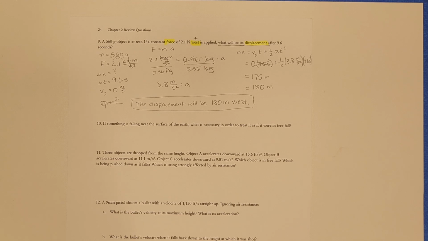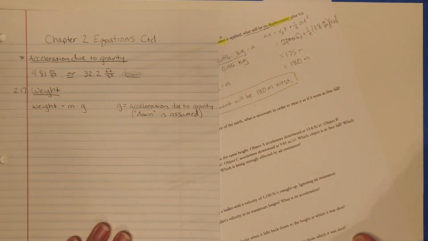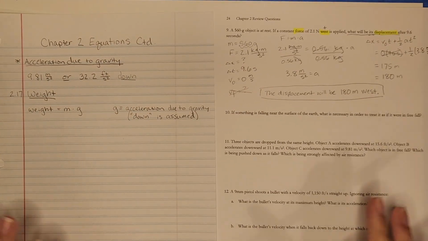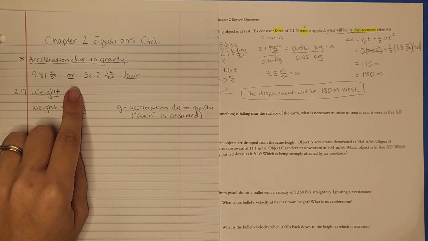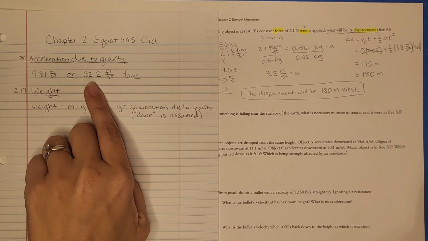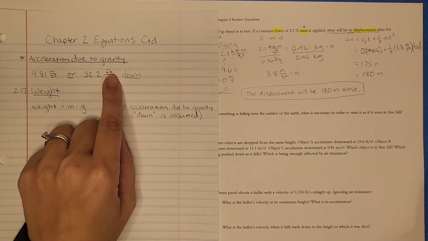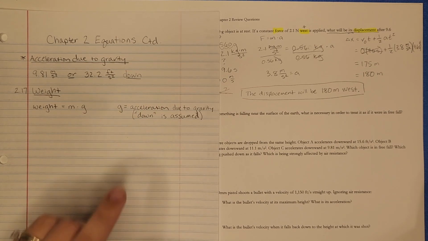For question 10, if something is falling near the surface of the earth, what is necessary in order to treat it as if it were in free fall? One of the equations that isn't really an equation that I wrote down on my equation sheet, because I just know we're going to be using it, is this acceleration due to gravity. In metric units, it's 9.81 meters per second squared, and in English units it's 32.2 feet per second squared. And the assumption is that it's down.